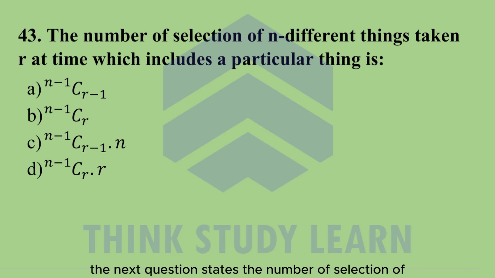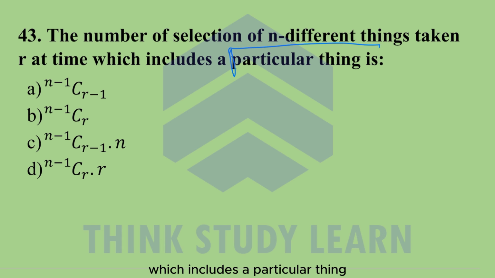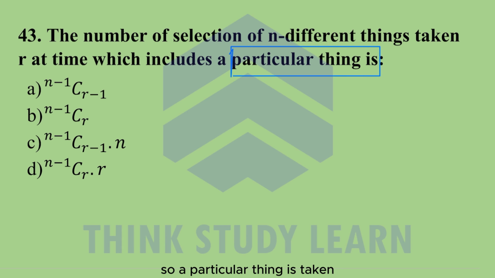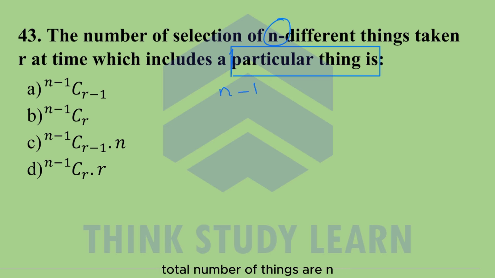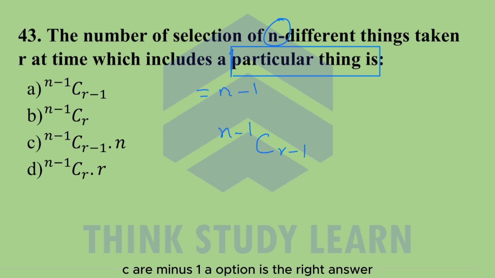The next question states: the number of selections of n different things taken r at a time which includes a particular thing. Since a particular thing is included in every selection, the remaining things will be n minus 1. Total number of things is n. So if a particular thing is specified, then the remaining things will be n minus 1. So required selections will become (n minus 1) C (r minus 1). A option is the right answer.